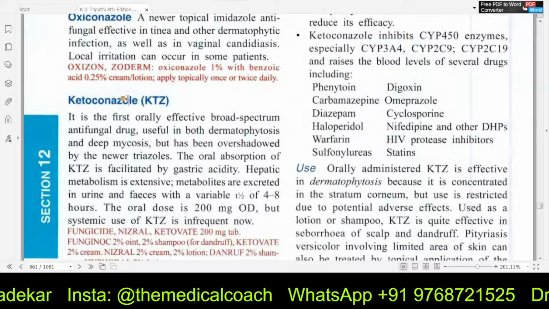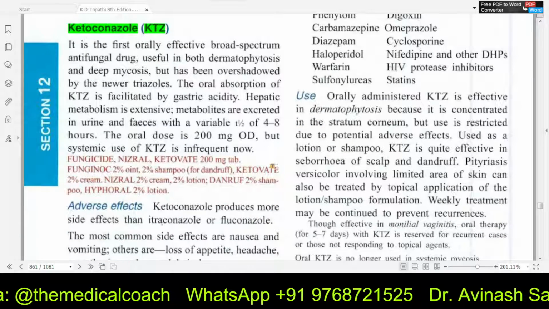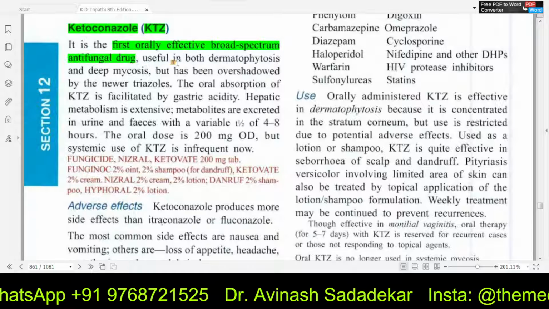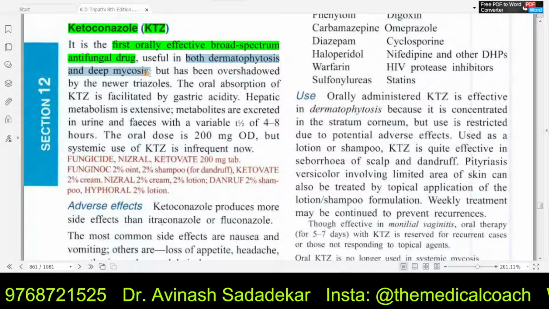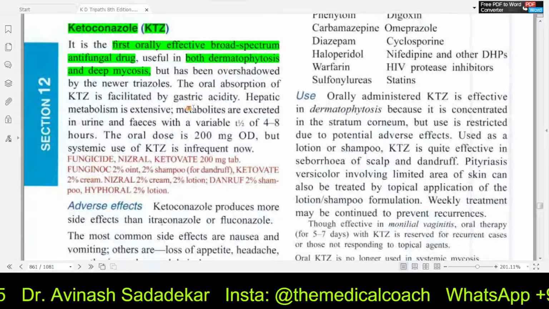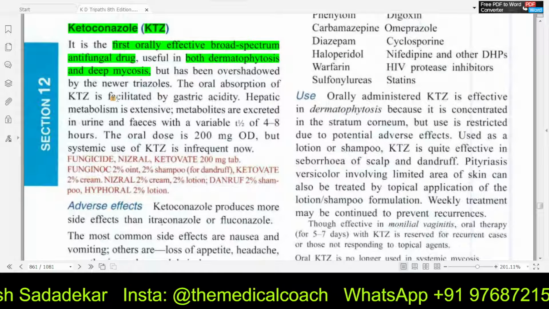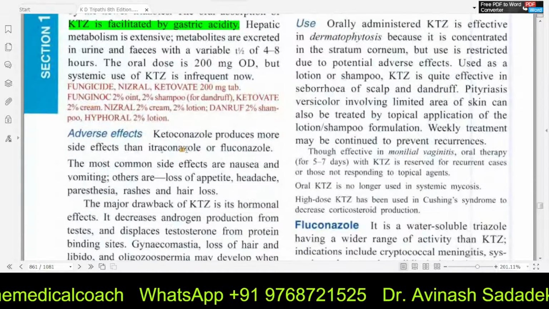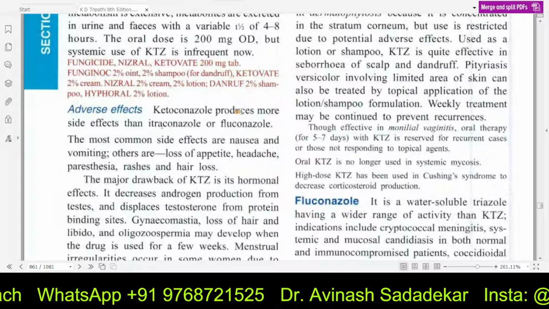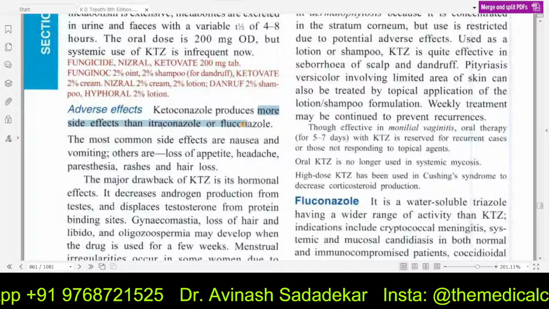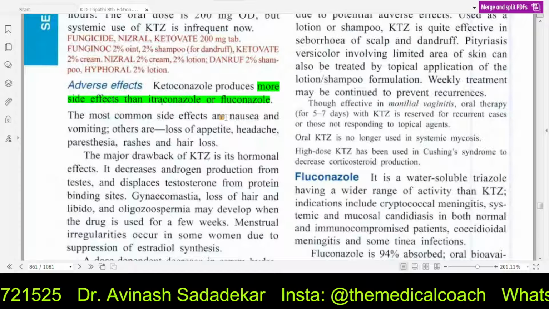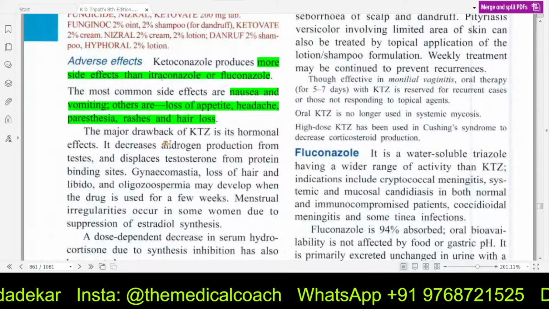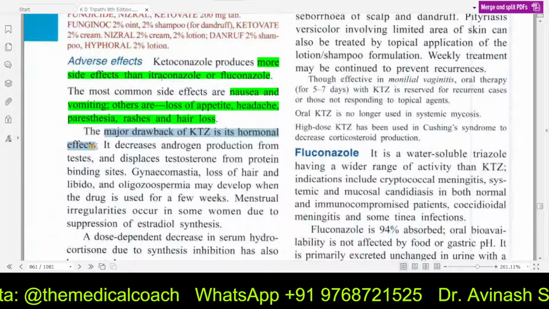And please remember ketoconazole. Okay, ketoconazole is the first orally effective broad-spectrum antifungal drug. Can be used in dermatophytes plus deep mycosis, but nowadays newer triazoles are there. If there is gastric acidity, ketoconazole gets absorbed properly. Adverse effects, more adverse effects as compared to the others, itraconazole and fluconazole: nausea, vomiting, loss of appetite, headache, paresthesia, rashes, hair loss. The most important drawback that you cannot miss is hormonal effect.